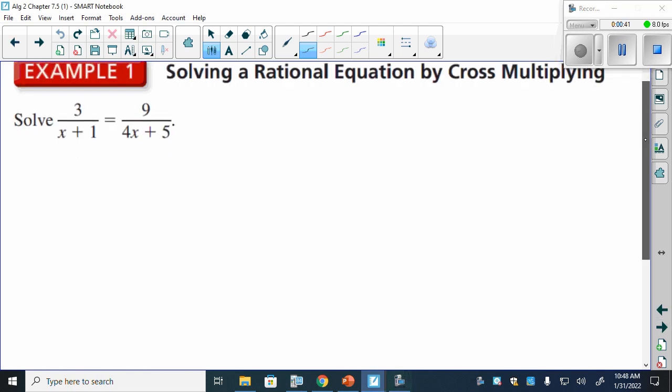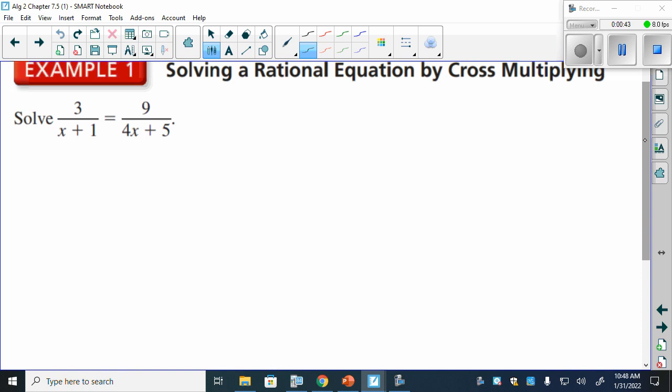So what we're looking at today is solving rational equations. And the first type we're looking at is the type where we have two rational expressions and we only have one on either side of the equation.